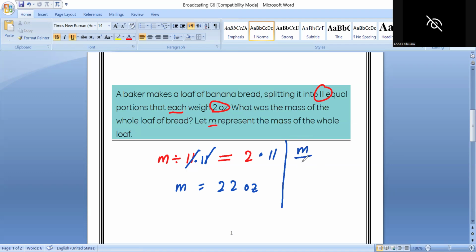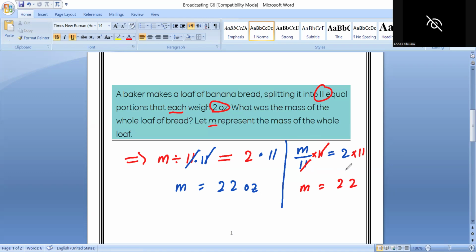There is another way also, if you like, you can use division this way. M is divided by 11, that is equal to what? 2 ounces. We know that m is divided by 11, so the opposite or inverse of divide is multiply. I write here multiply, and at the same time I will multiply the other side. I can cross 11 with the 11. What is left here? M, so that is equal to 22. You can use both ways. This is called the horizontal way and this is called the vertical way, that is, up and down.